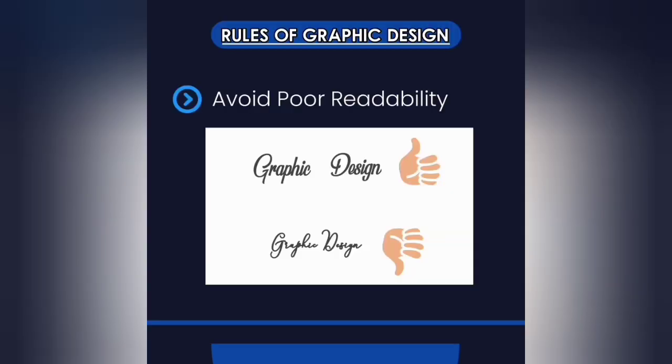Number 1, avoid poor readability. The primary purpose of design is communication, just like we stated in the introduction. So if your work isn't legible, then you won't be able to convey the intended message. So what hinders readability or legibility? Number 1, too low contrast between text and background. Recall that we talked about contrast as an important principle, where I said it is essential for maintaining distinction between similar elements in design. So contrast is very important.